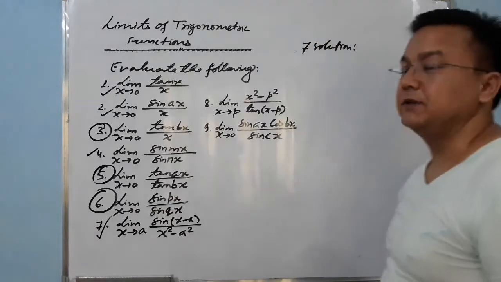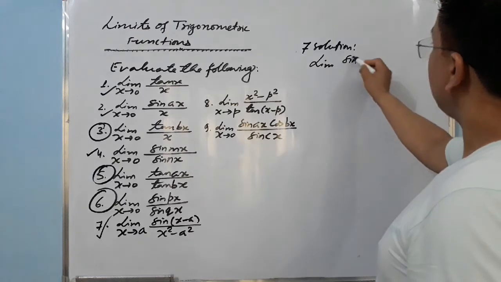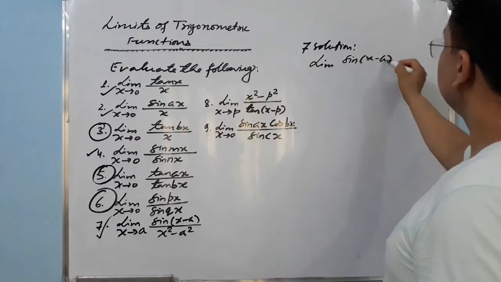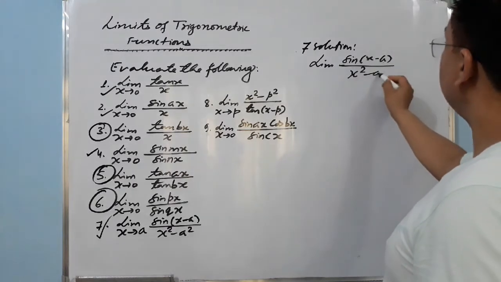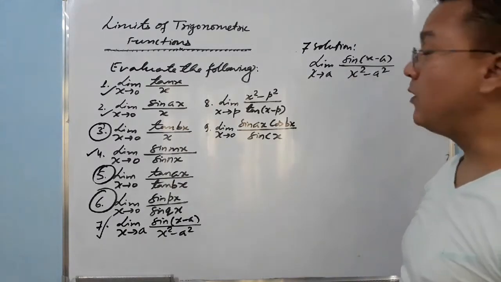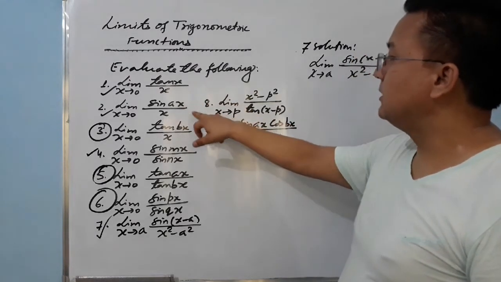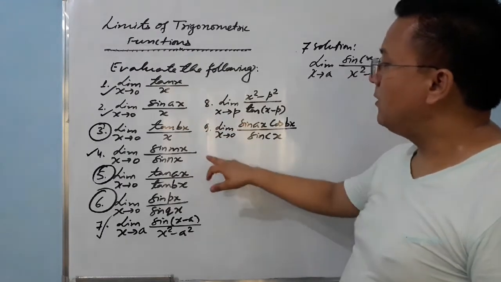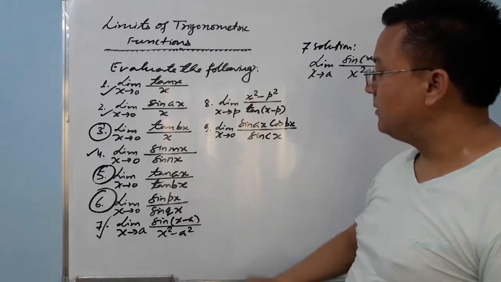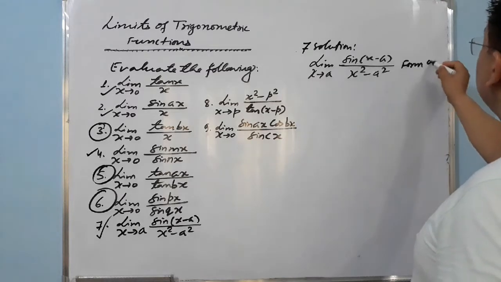Limit of a trigonometric function: the limit of sine of x minus a, over x square minus a square, as x tends to a. Listen to me, I forgot to tell you about the form here. You will get the 0 over 0 form. This is also in 0 over 0 form. All are in indeterminate form. So let me write down here the 0 over 0 form.